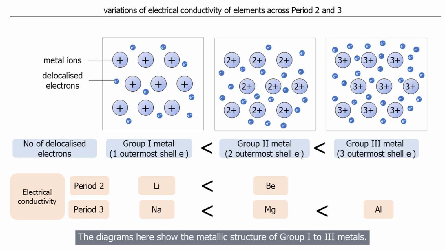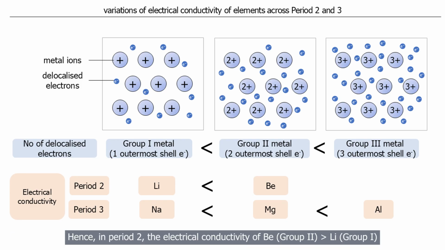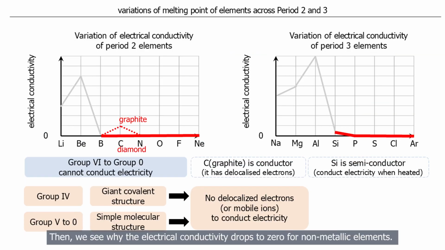The diagrams here show the metallic structure of group 1 to 3 metals. You can clearly see that as the group number increases, the number of delocalized electrons increases. Hence, in period 2, the electrical conductivity of beryllium is higher than that of lithium. In period 3, the electrical conductivity of aluminum is higher than that of magnesium, which is higher than that of sodium.